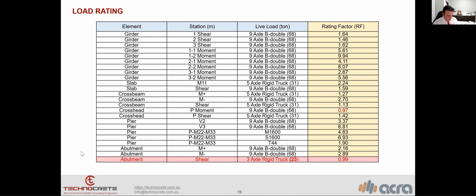Okay, and then we could rate the loading, or load capacity, of the bridge. On the left-hand side, you can see the different components, and we investigate and analyze them for shear and moment under different types of live load. As can be seen in the last one, abutment in shear, the rating factor is less than 1.